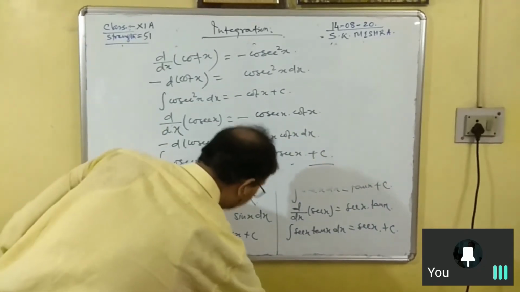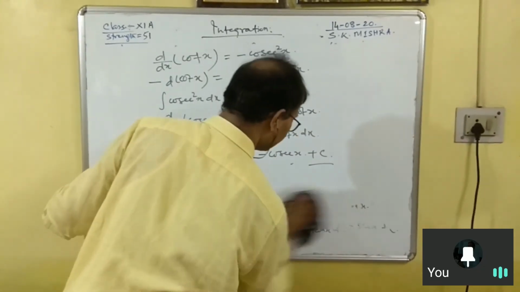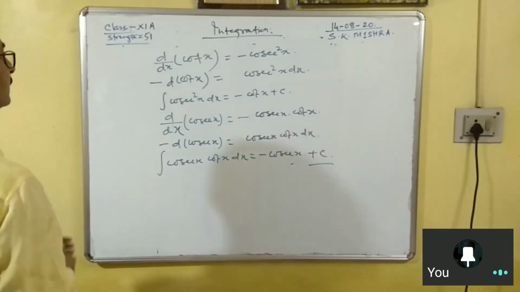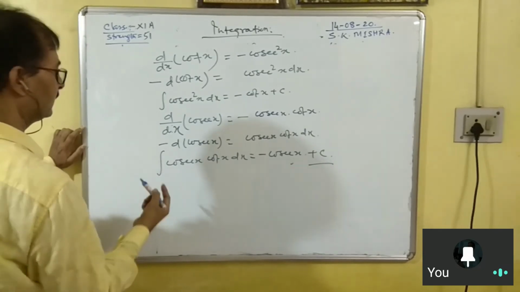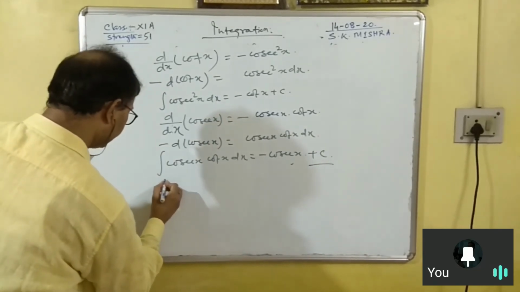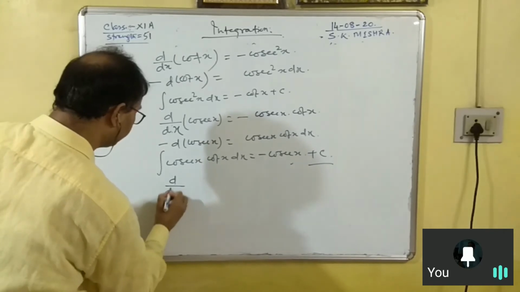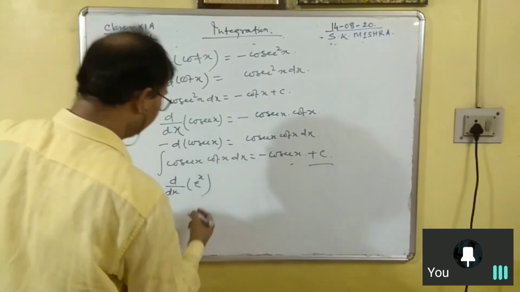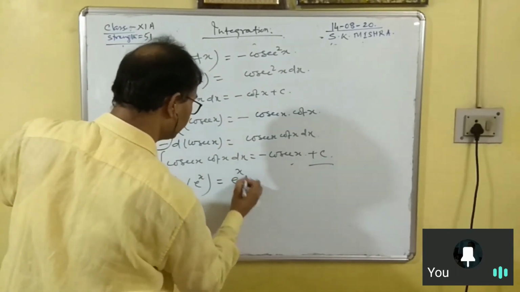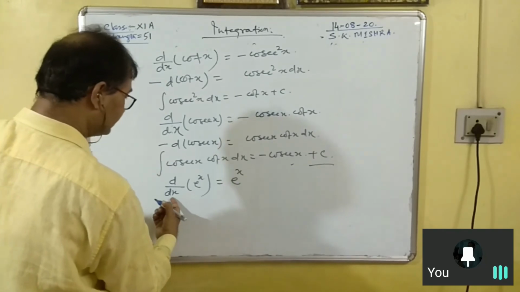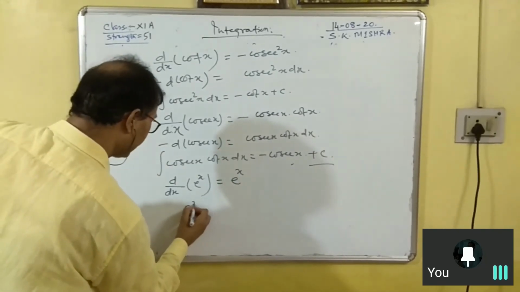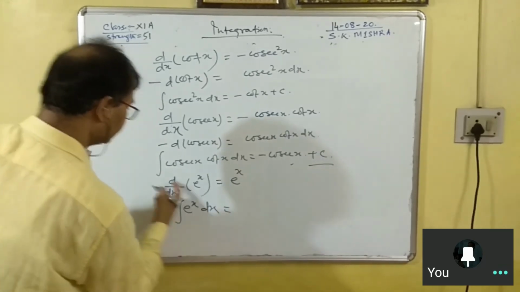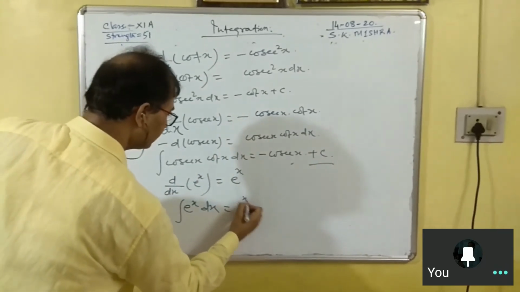So these are the trigonometric functions, integration of trigonometric functions. Now, a few problems. In integration, d by dx of e raised to x. Okay, exponential. So d by dx of e raised to x is e raised to x only. Now if you bring this dx to the right side, then integration of e raised to x dx is e raised to x only plus some constant c.